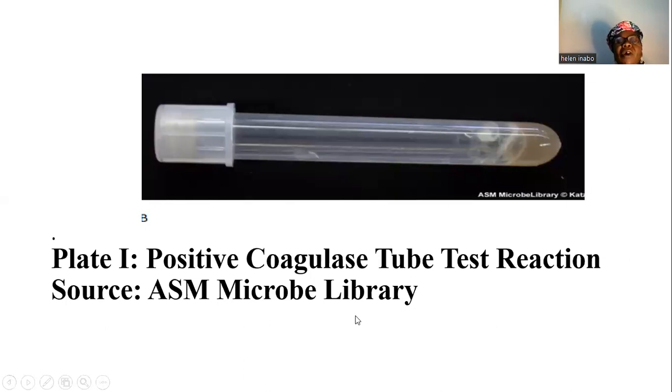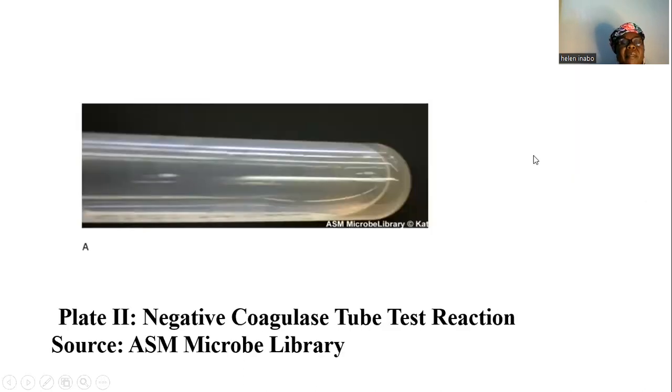Here is a plate of a positive tube test reaction. The insoluble fibrin clot can be seen here, while plate 2 shows the negative coagulase tube test reaction, which means the soluble fibrinogen is still in solution. There is no clot here.